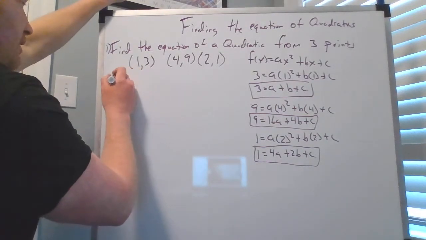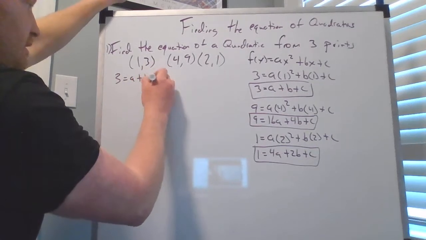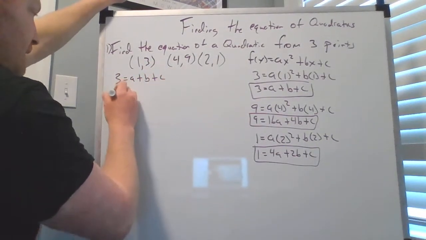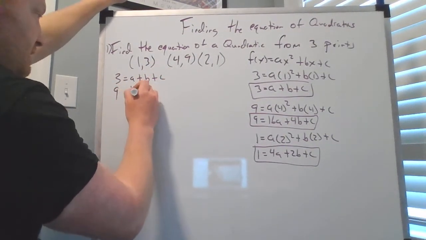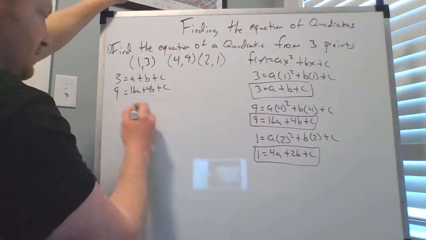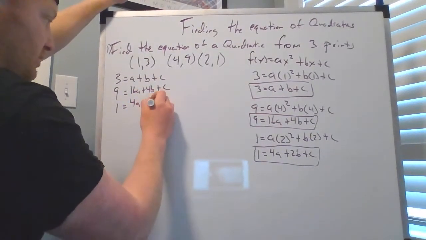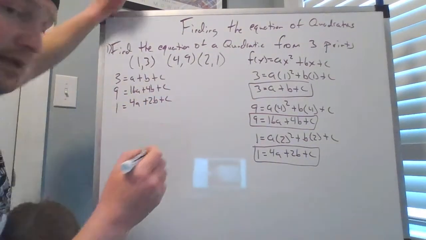So now I got over here, I'm going to organize myself. I got 3 equals a plus b plus c. 9 equals 16a plus 4b plus c. And 1 equals 4a plus 2b plus c.